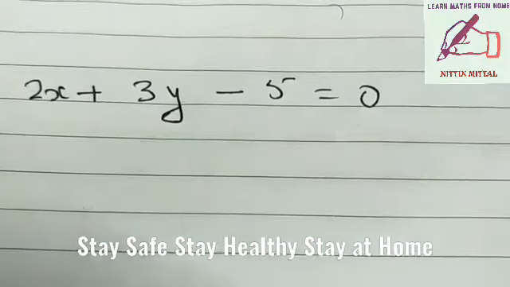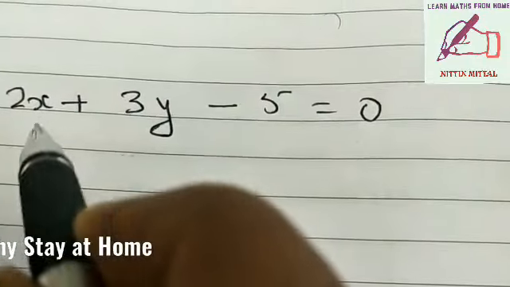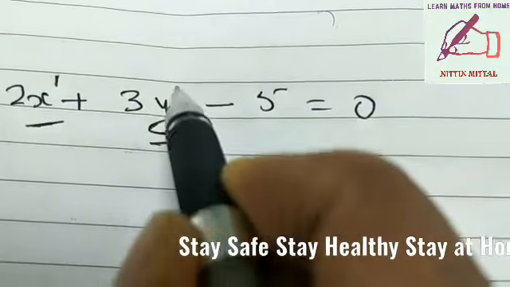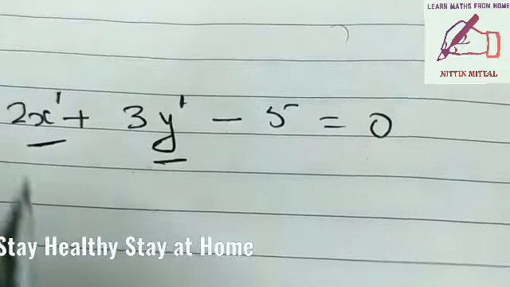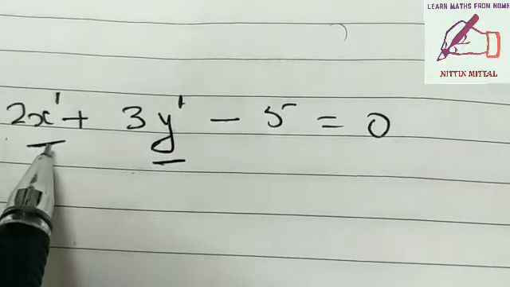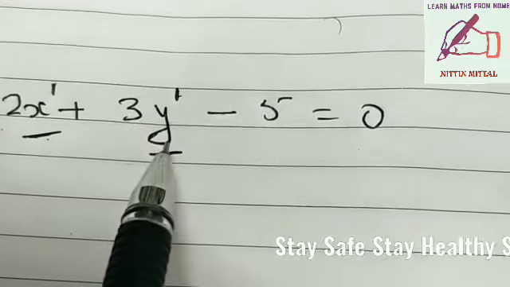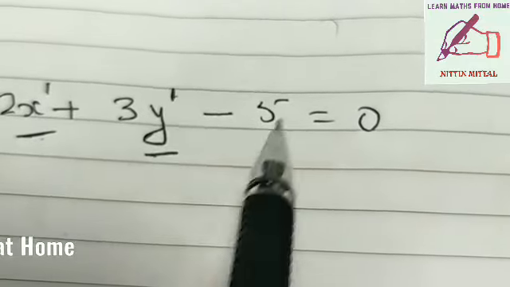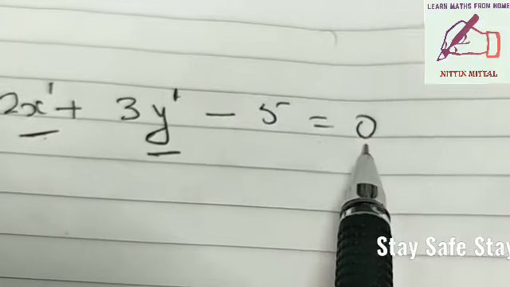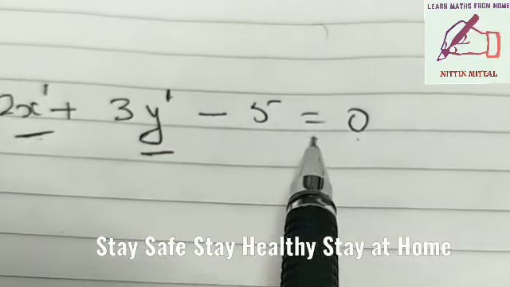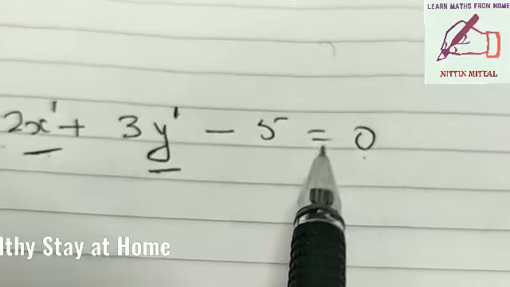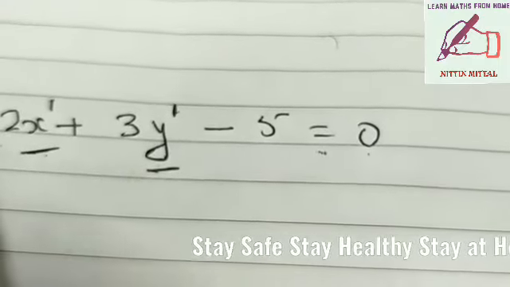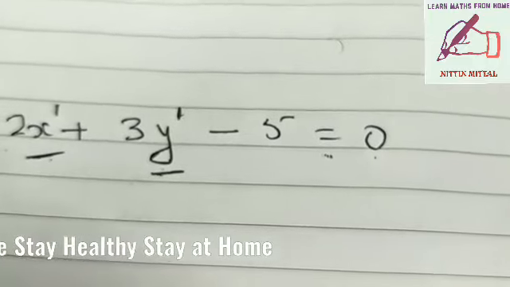Now if you see in this equation, variables are x and y whose power is 1. Nothing written means power is 1. 2 is the coefficient of x, whereas 3 is the coefficient of y, and minus 5 is the constant term. And if this expression is equal to 0, as the equality sign is there, we call it an equation, right? And two variables are used, so it is a linear equation in two variables, right?